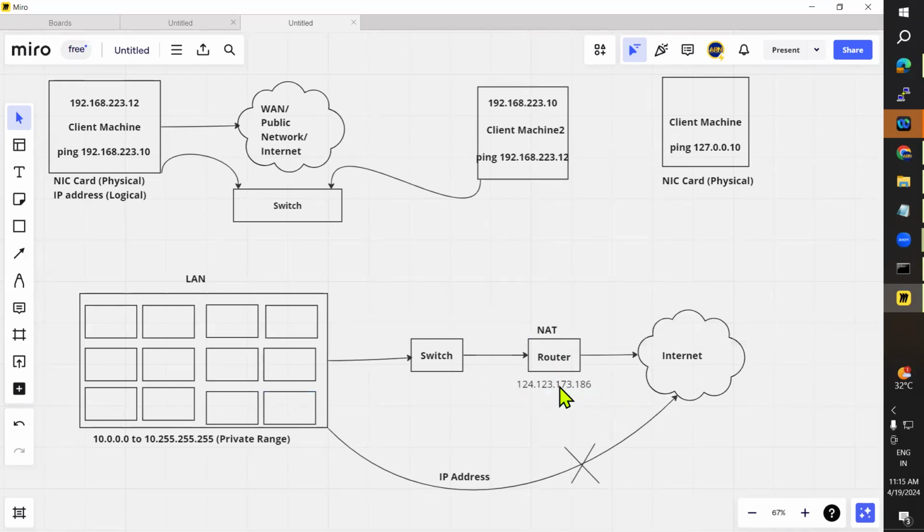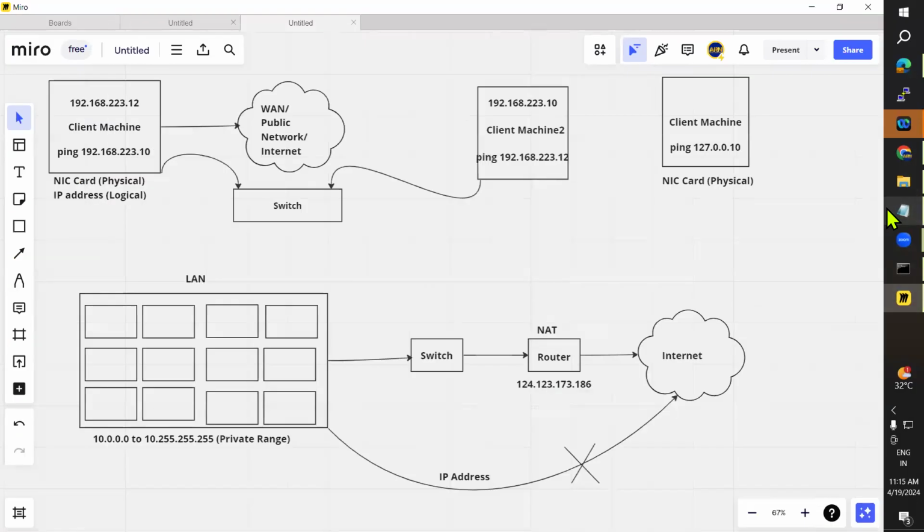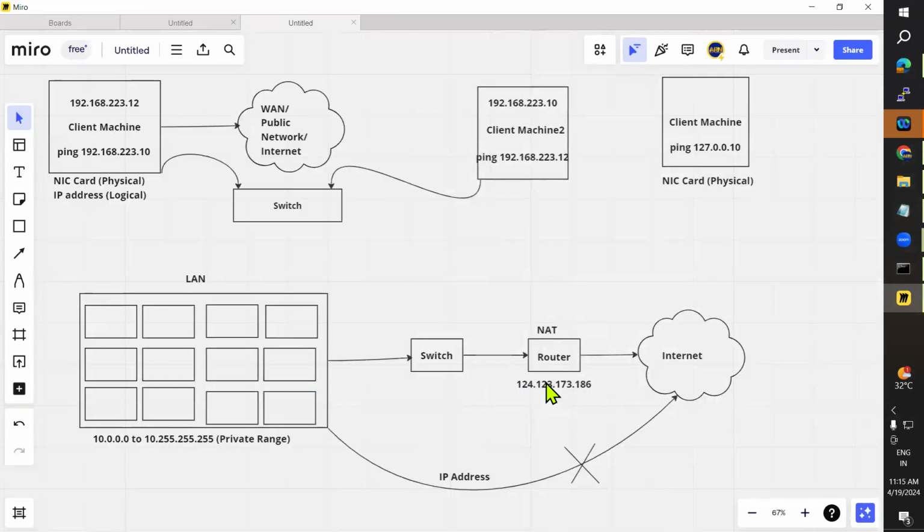Which range is this IP address? Can anyone tell me? Class A. Yes, class A range. How did you identify? Because it starts with 124. So class A range is up to 126. So this is a class A IP address. This is called a public IP address.